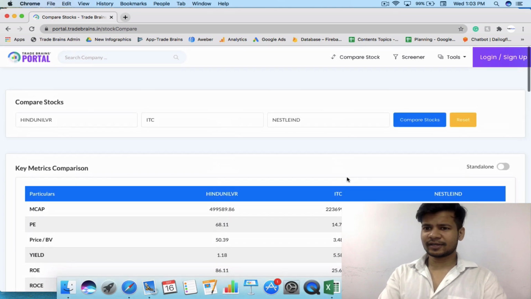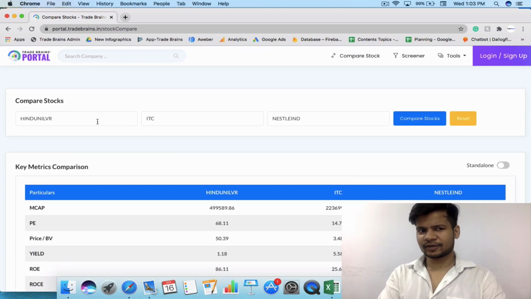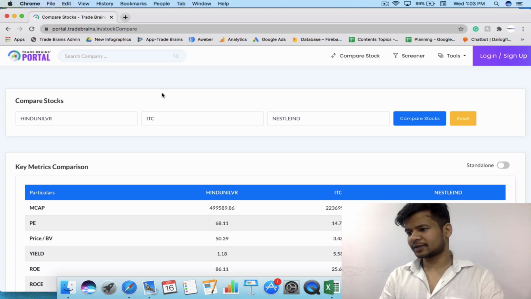And if you want to compare any other stock, you can just go to our portal and use the compare stock feature, and you can compare any other company. Keep one thing as a reminder, that always compare the companies in the same industry, that is, do an apple to apple comparison. Do not compare Hindustan Unilever with HDFC Bank, as it won't make much sense.